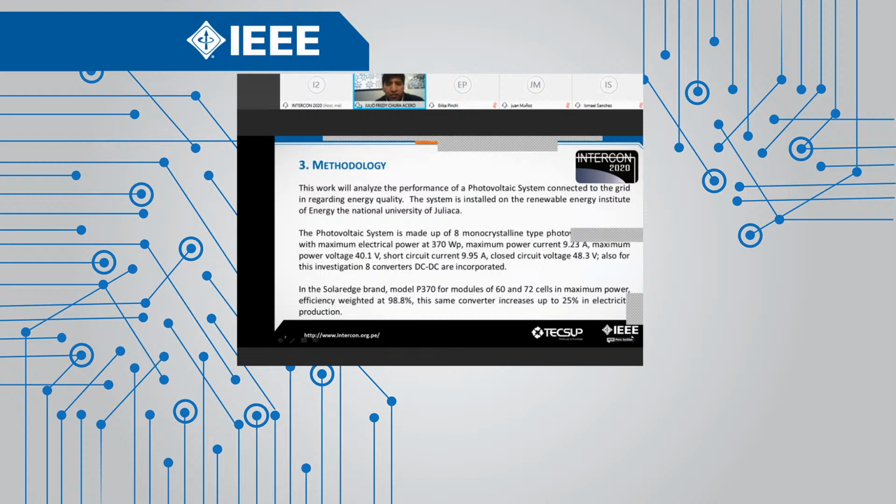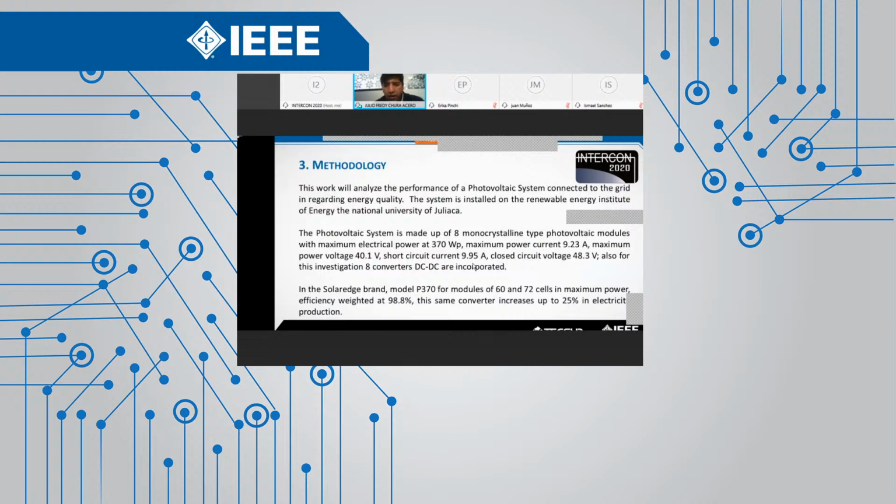The methodology. This work will analyze the performance of a photovoltaic system connected to the grid, regarding energy quality. The system is installed at the Renewable Energy Institute of the National University of the Altiplano. And the results, with the methodology and the conclusion, are working with a photovoltaic system.